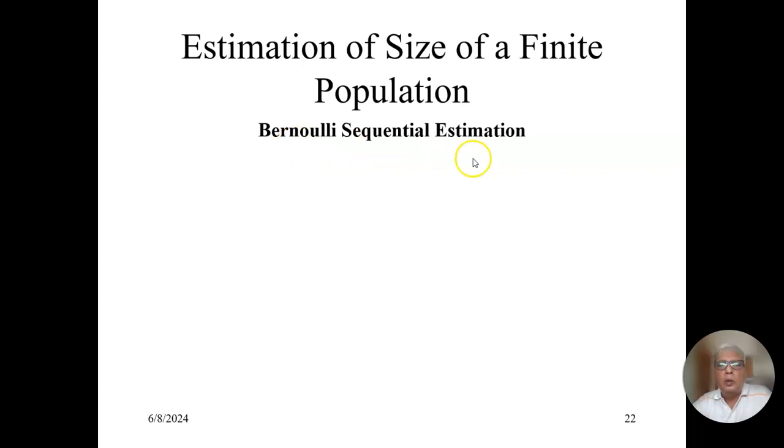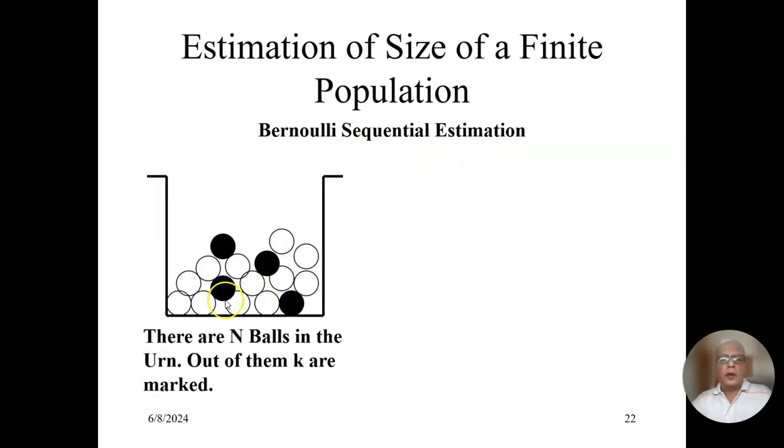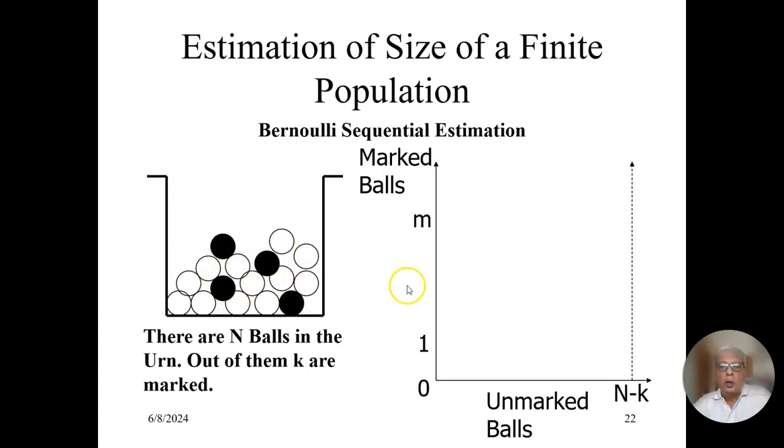Now let me look at Bernoulli sequential estimation. So we have capital N balls and K of them are black, rest are white. So we go on picking up balls one by one and release them in the urn. If I get a white ball, I go 1 step right. If I get a black ball, I go 1 step up. So a sample will be a path like this. First a black ball, then a white ball, then a black ball, then 2 white balls, 2 black balls, 2 white balls. It can maximum go up to n minus k.